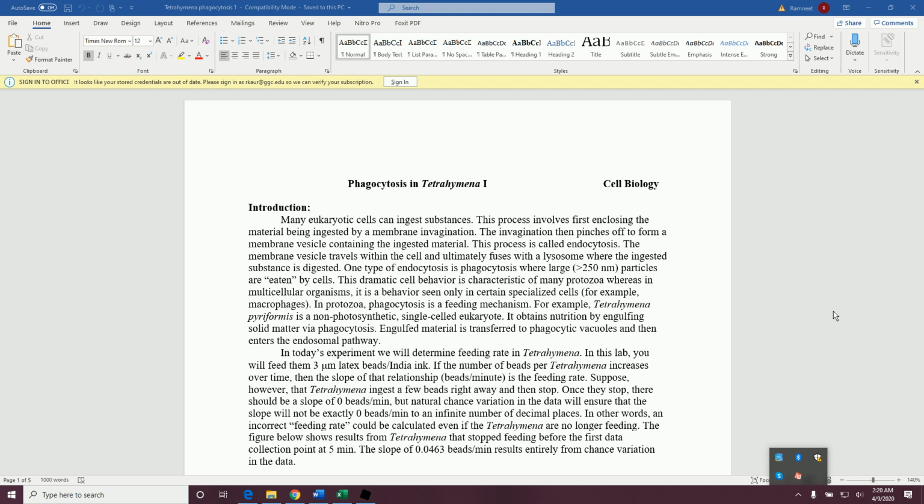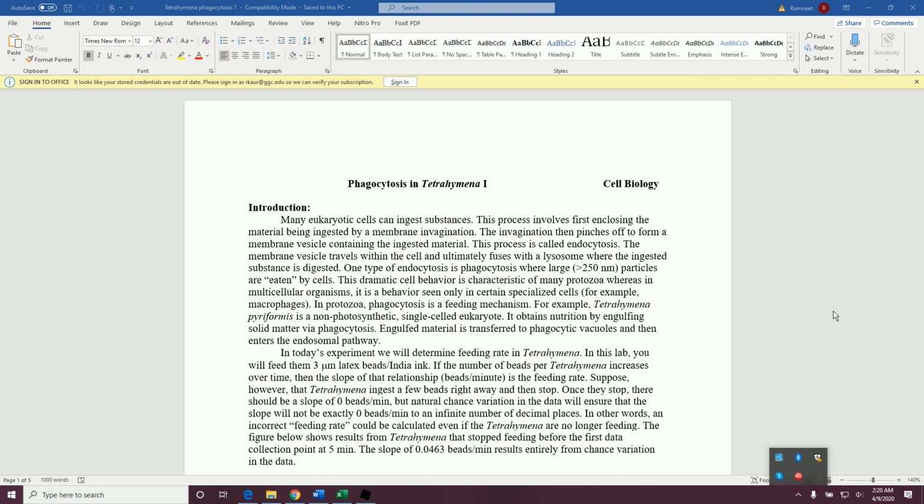So basically, Tetrahymena is a non-photosynthetic single-celled eukaryotic organism. What we are trying to study in this organism is phagocytosis. Phagocytosis is a kind of endocytosis in which cells can engulf something solid. They can take in something which is solid.